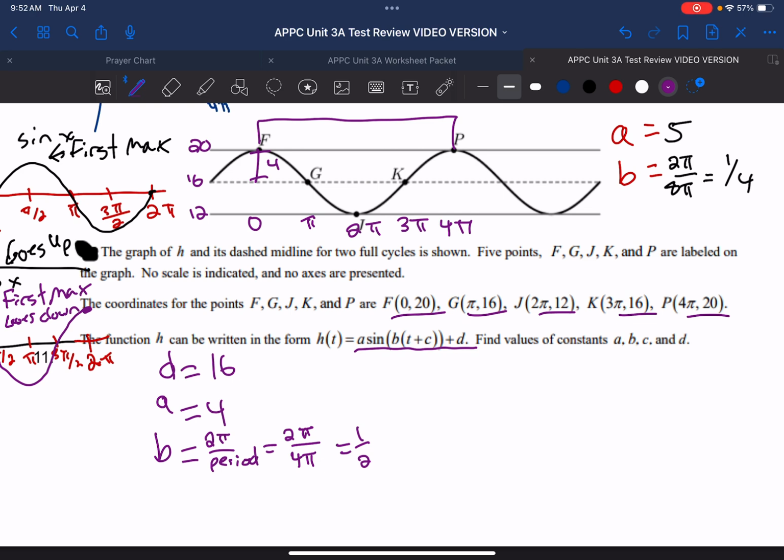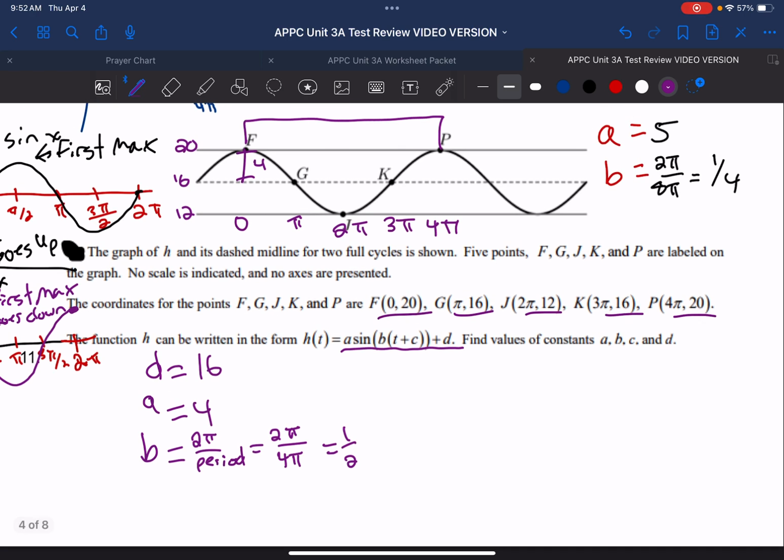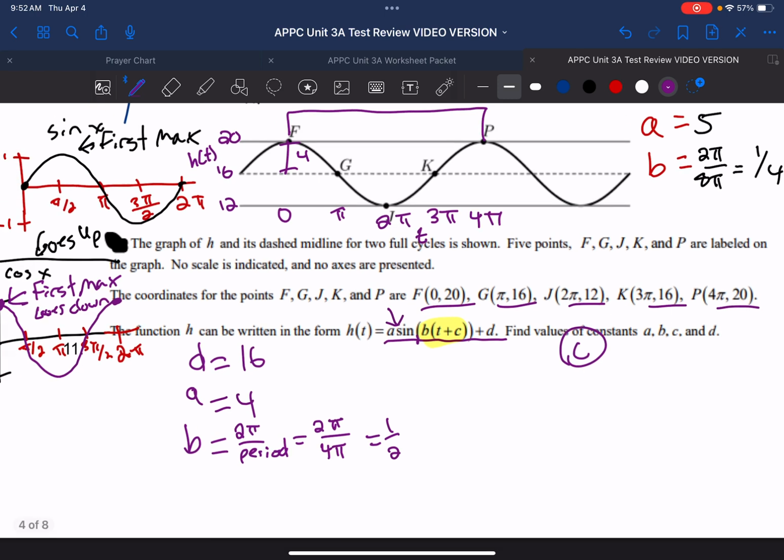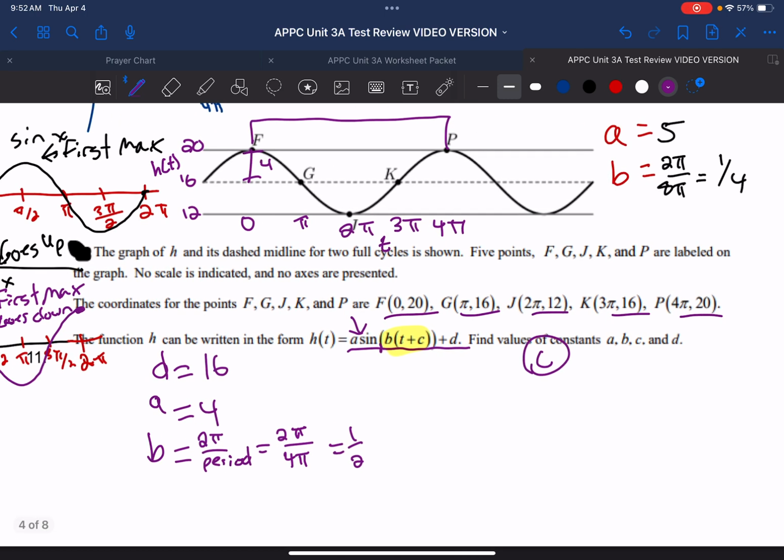And now, remember on these, because my parent function is sine, to find C, I've got to use all of my horizontal part labeled here in yellow. And my t values are down here, and h of t is my function output on the left. So for my C values, I've got to use that. This is kind of like a roadmap. Know my destination. I want to end up at 20 and 0. My first max happens here at 0.